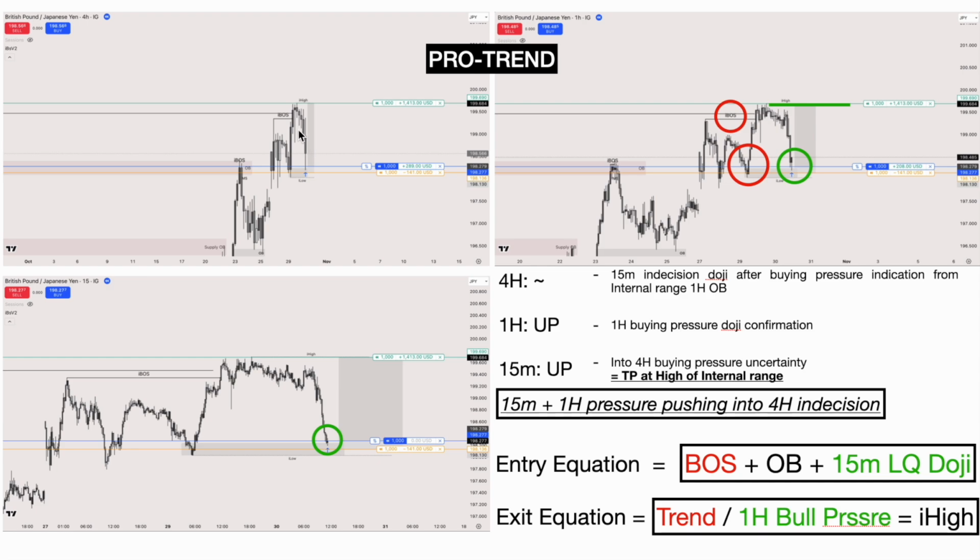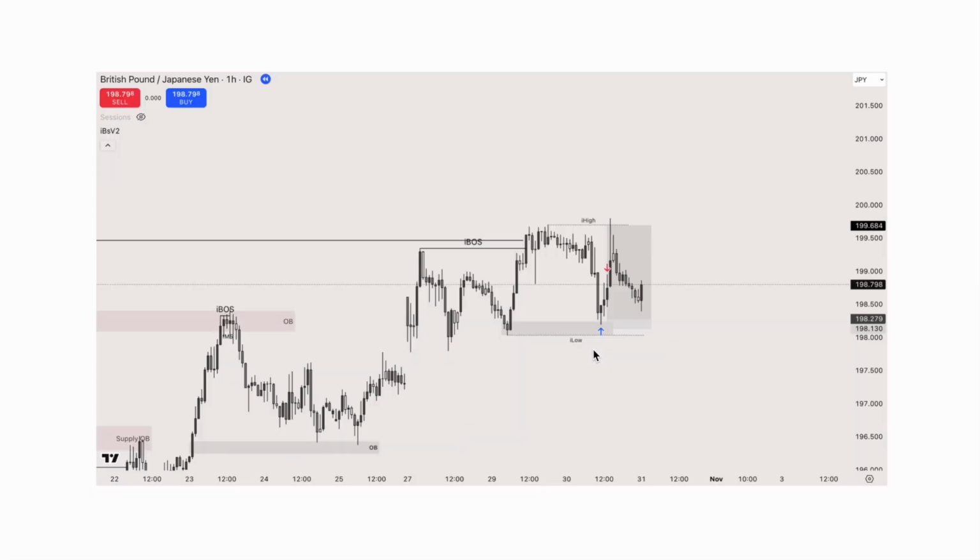So this is really what's happening: the momentum has done a U-turn. We're just wanting to test these highs as opposed to going any further up against this momentum. Okay, so take profit is at the high of the internal range, with 15-minute pressure from this institutional zone on the 1 hour. Pushing into the 1 hour pressure, we see that bullish reaction for sure. Pushing into 4-hour indecision, you see right here. So this is the exit.